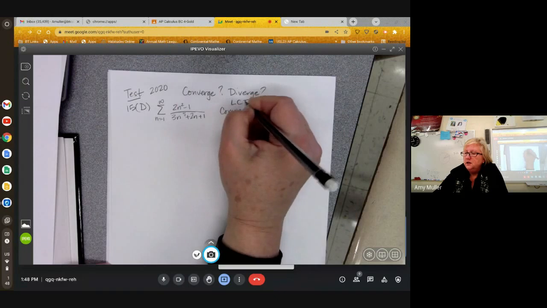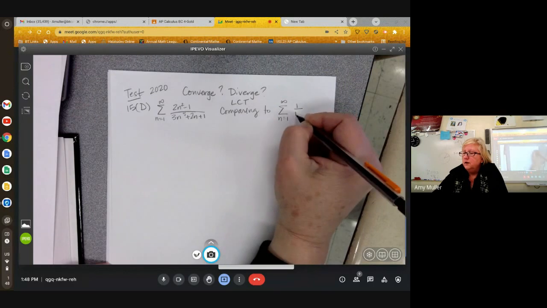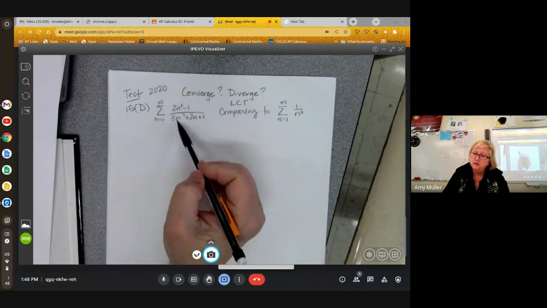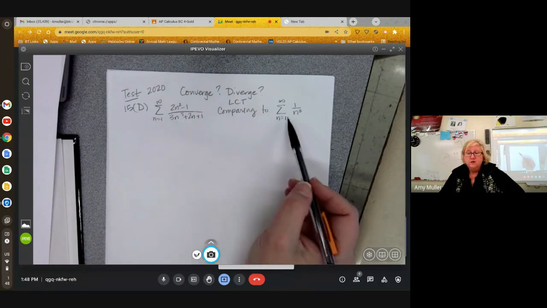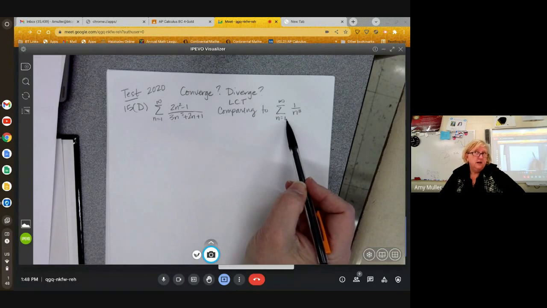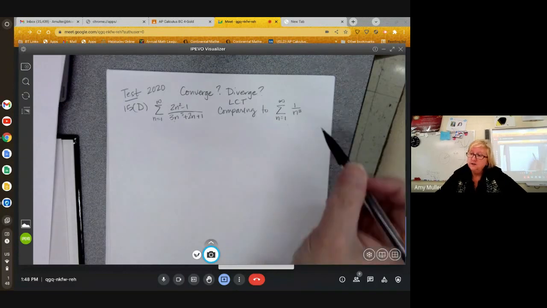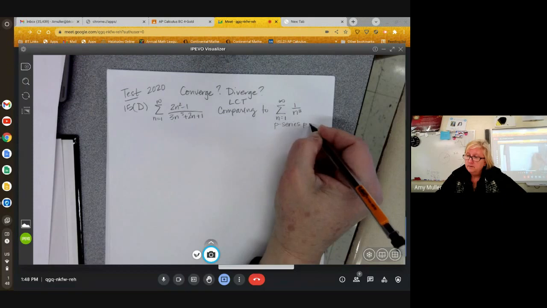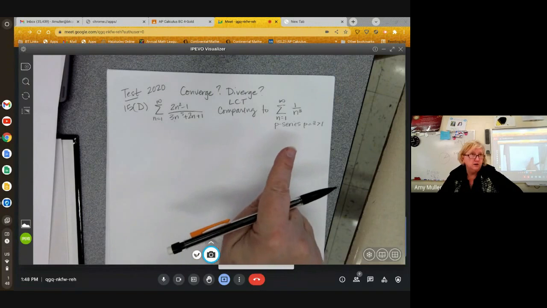Okay, so comparing, I'm going to do LCT, comparing to the sum from n equals 1 to infinity of 1 over n to the third. Now, how did I choose that? Well, because I did this ratio of the biggest terms in the numerator and the denominator, and I found out that it was 1 over n cubed, yes? Do I know what this one's doing? That's the other thing with the limit comparison test. Do we know what this one is? Is this a P series? P greater than 1, which means it converges because of the P series. So I know this one converges.